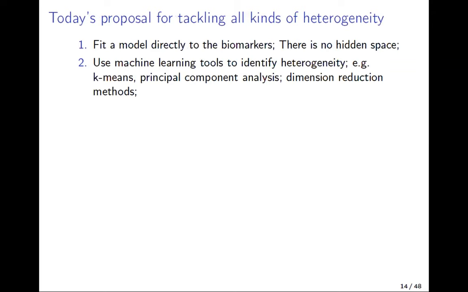So in today's proposal, I'm going to start back from scratch. We get data in the form of biomarker longitudinal data, and we don't want to make the hypothesis that there is a single disease progression. So instead, what are we going to do? We're going to fit a model directly on the set of biomarkers longitudinally. It's going to be a dynamical system. And then in the second step, we're going to maybe try to analyze it, using tools like k-means and principal component analysis and possibly also dimension reduction tools in order to identify whether there are subtypes or what is going on.